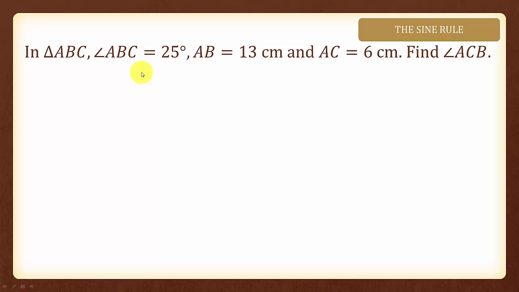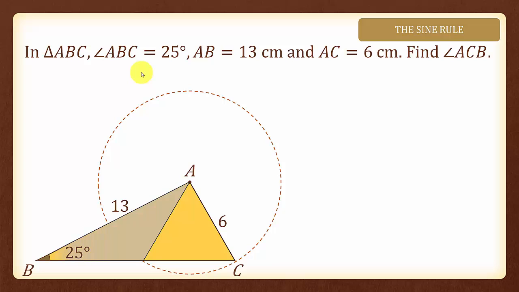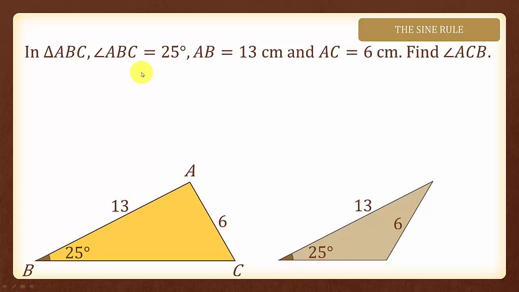So now, let us sketch triangle ABC. And this is what we will get. However, there will be an ambiguous case here, and let us see how this comes about. We shall now draw a circle with radius 6 cm centered around A. By doing so, we can have another triangle here whereby angle ABC is still 25 degrees, AB is 13 cm, and AC here will be 6 cm. We now have two triangles that satisfy these measurements.